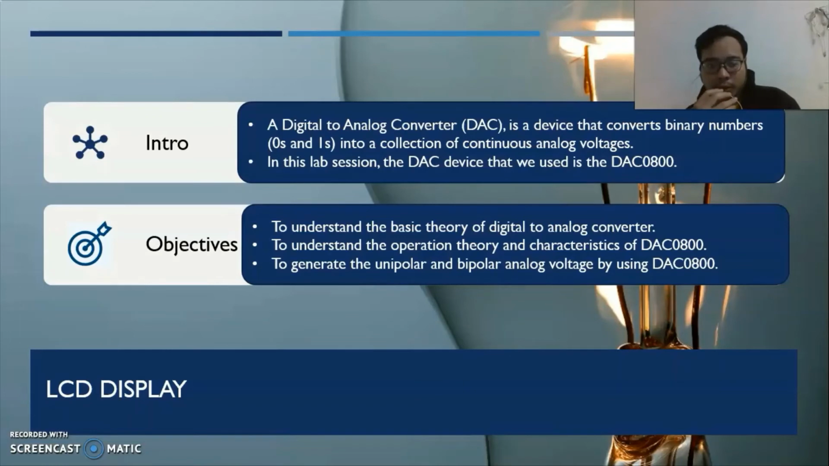Before we go to the result, I want to give a simple explanation about the lab. We play around with a digital to analog converter, DAC, which is a device that converts binary numbers 0 and 1 into a collection of continuous analog voltages. The objective of this lab is to understand the basic theory of digital to analog converters, to understand the operation theory and characteristic of DAC 0800, and to generate the unipolar and bipolar analog voltage using DAC 0800.